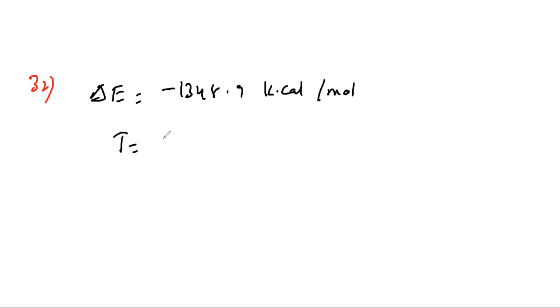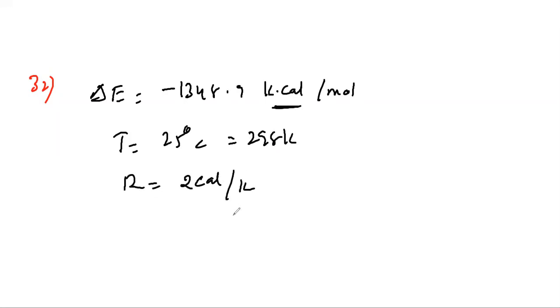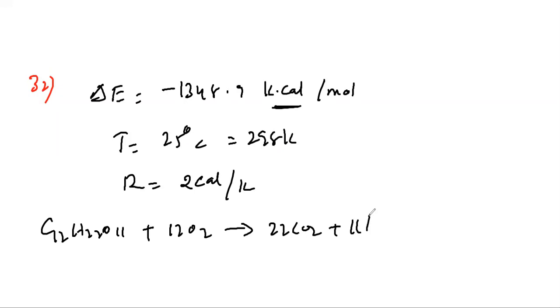So delta E is equals to minus 1348.9 kilocalorie per mole, and T is equals to 25 degrees Celsius, which means 298 Kelvin. The R value, since kilocalories are given, is 2 calories per Kelvin. And the formula of sucrose is C12H22O11, plus on combustion we are going to get 12 moles of CO2 plus 11 H2O.